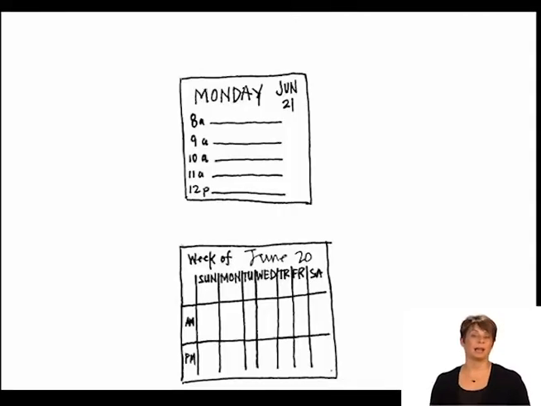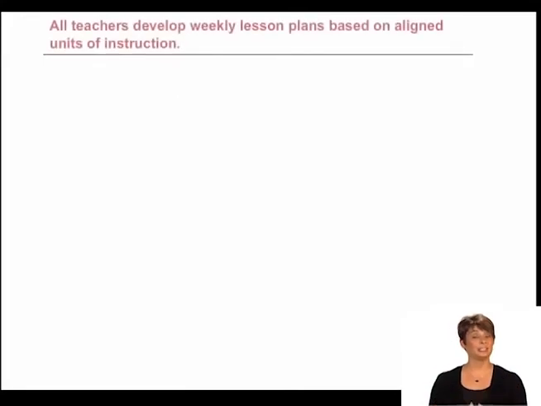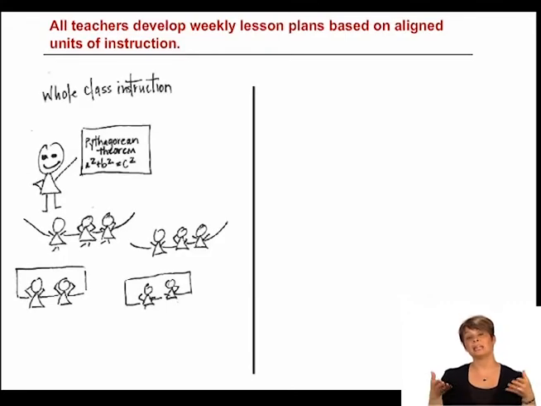While the unit plan guides a teacher's instruction for a 3 to 6 week period, more specific planning is required to inform daily and weekly instruction. That brings us to the next indicator. All teachers develop weekly lesson plans based on aligned units of instruction. Instruction is delivered through a variety of modes.